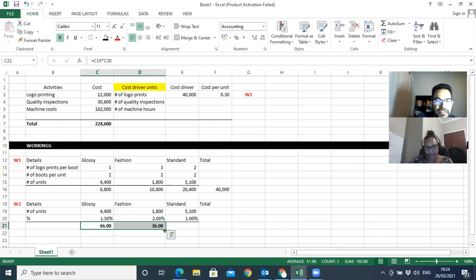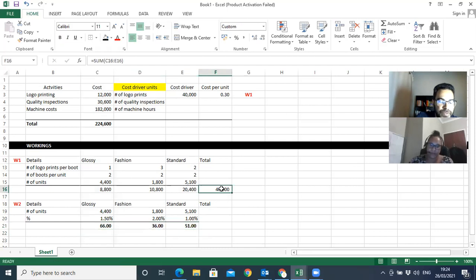So that is 66 inspections. That is 36 inspections, and that is 51 inspections. So when I add up the total, it gives me 153 inspections. What's important to note over here is, if it was 153.5, you can't do a 0.5 inspection, so you'd have to round up to 154. Even if it is 153.2, you must round up.